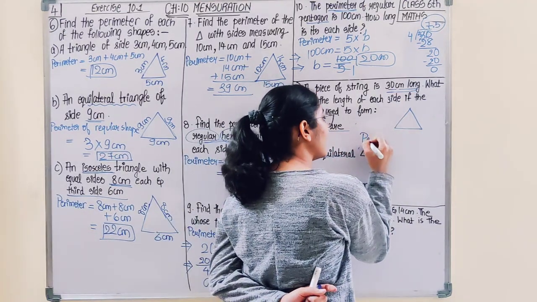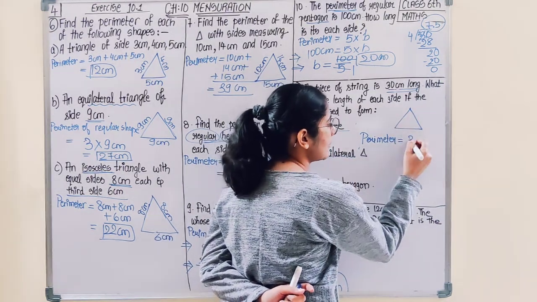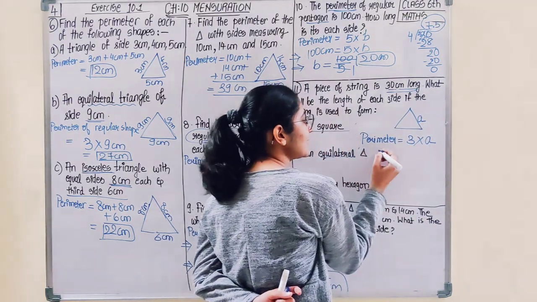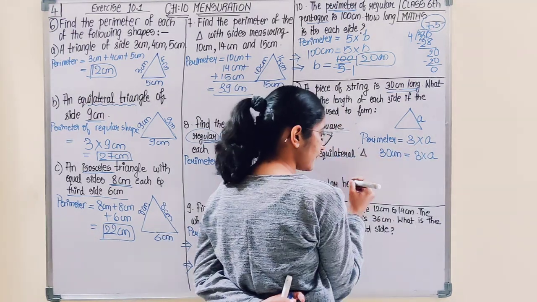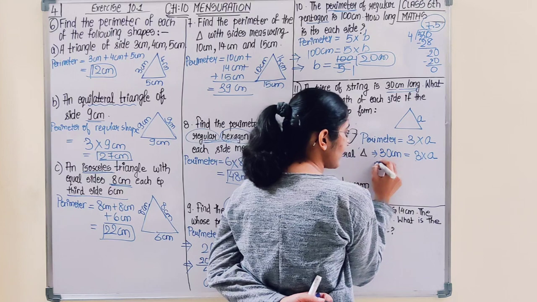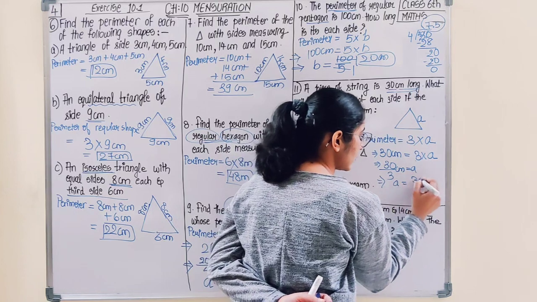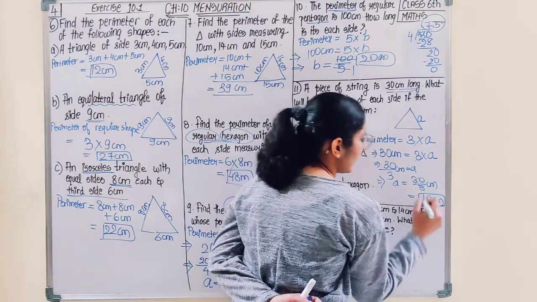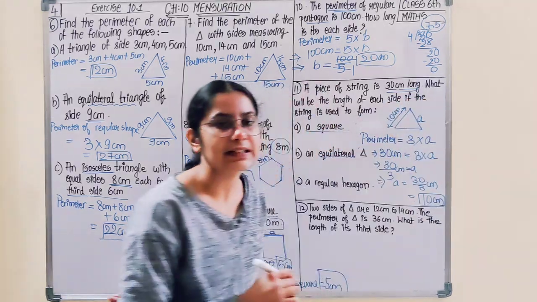So perimeter is equal to number of sides, 3, into length of each side. Let the length of each side be A. So perimeter, 30 centimeter, is equal to 3 into length of each side. So multiplication on this side becomes division: 30 divided by 3 centimeter is equal to A. Can I write like this also? A is equal to 30 by 3 centimeter, that is 10 centimeter. So length of each side of equilateral triangle is 10 centimeter.